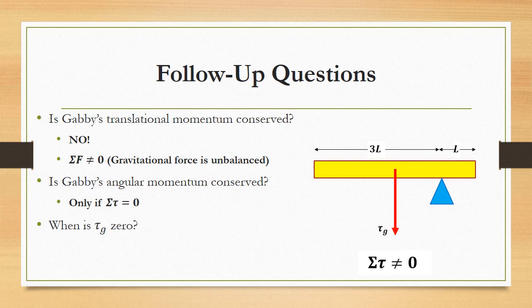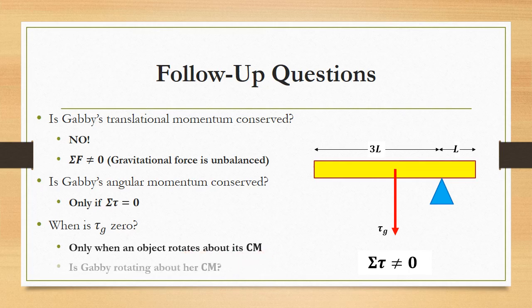So all that stuff we just did was to prove a very simple idea. Gravitational torque can be 0 or non-zero, but what does it depend on? Gravitational torque is only 0 when an object rotates about its center of mass.